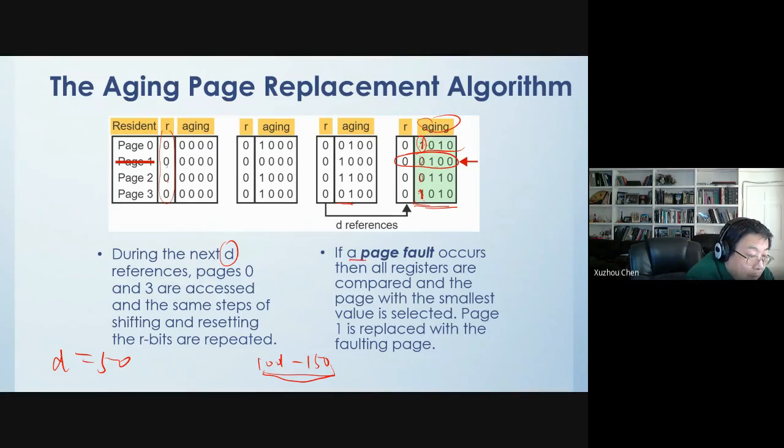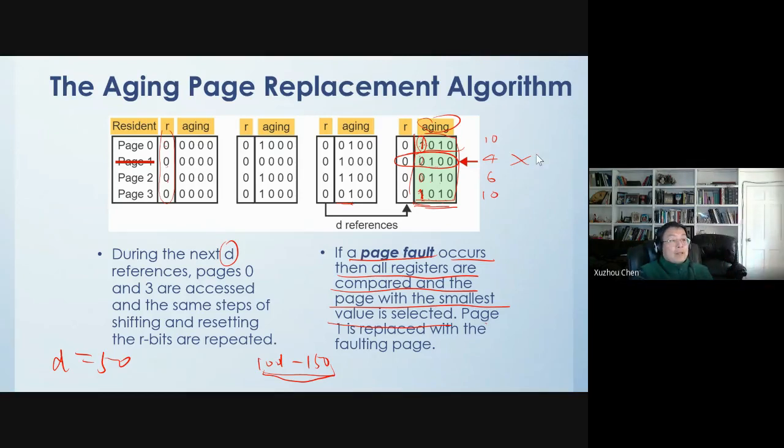So if a page fault occurs, then all registers are compared. The page with the smallest value is selected. When you compare, you compare the aging register as a whole 4 bits. So this is 10. This is 4 plus 2, that's 6. That's 4, and that's 10. Okay, so this won't be replaced.